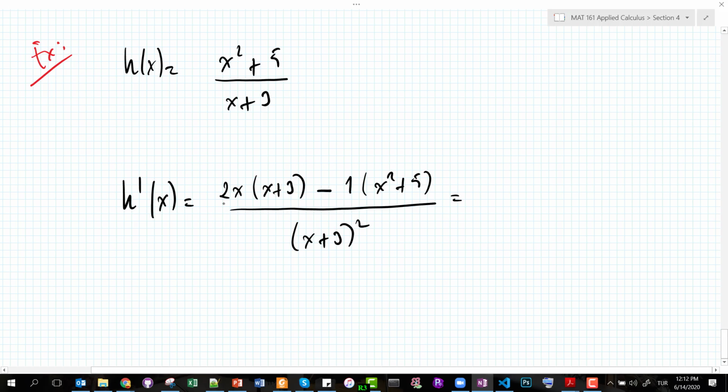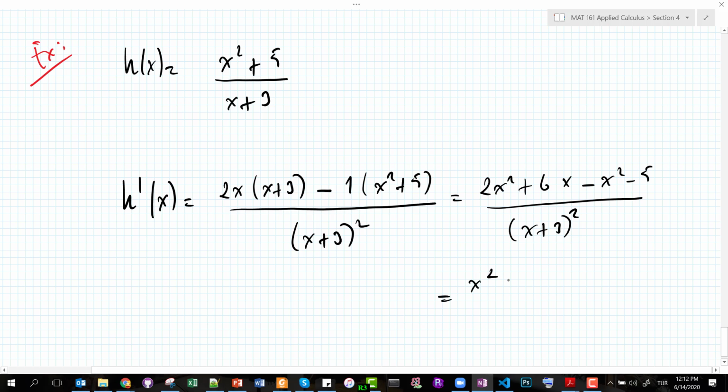So here I can go ahead and simplify it. I don't want to leave it that way. 2x squared plus 6x minus x squared minus 5, over (x plus 3) squared. And then the top part is going to be x squared plus 6x minus 5, and the bottom is (x plus 3) squared. Okay, that's how we apply the quotient rule.